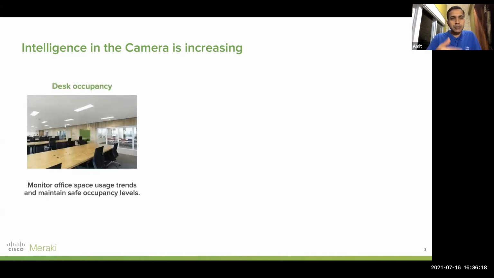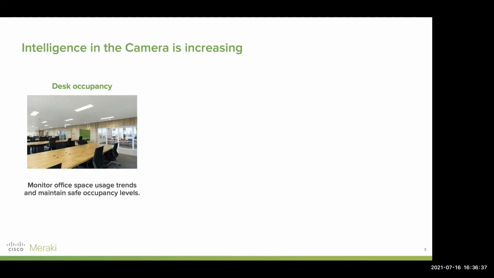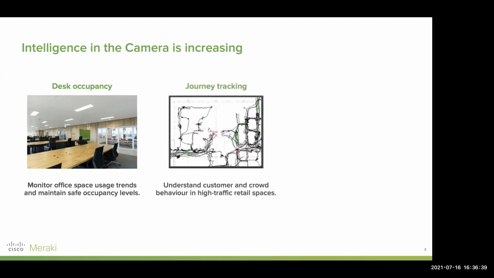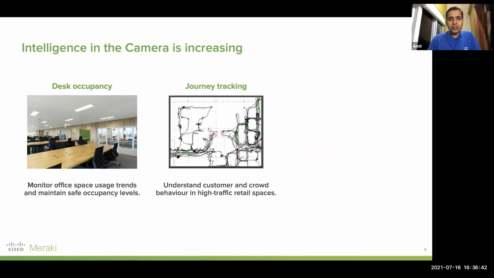So just as some example use cases within Meraki, and I'm pretty sure most camera companies do this, there are things like desk occupancy, right? Monitoring office space usage, and, given the current pandemic situation, maintaining safe occupancy levels, right? That's a very common and topical use case. Then there is journey tracking, which is understanding customer and crowd behavior in retail spaces, or even in large companies and enterprises where there is a lot of traffic, right? Foot traffic.